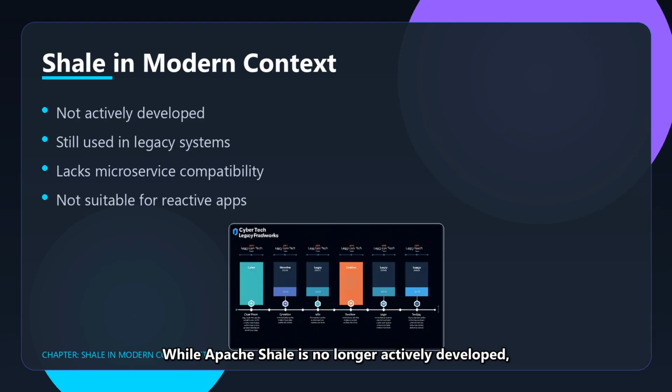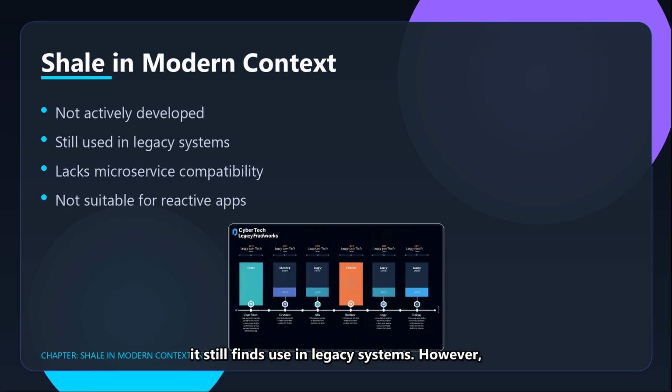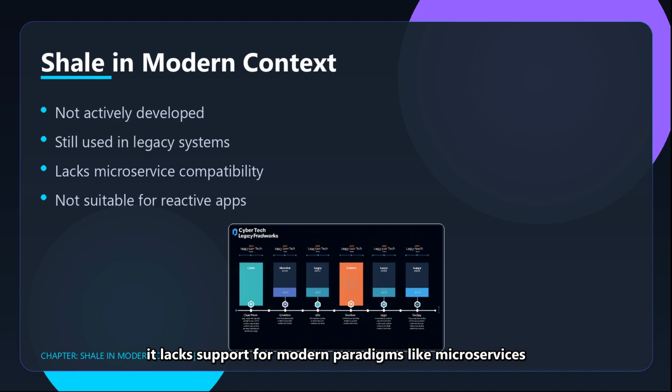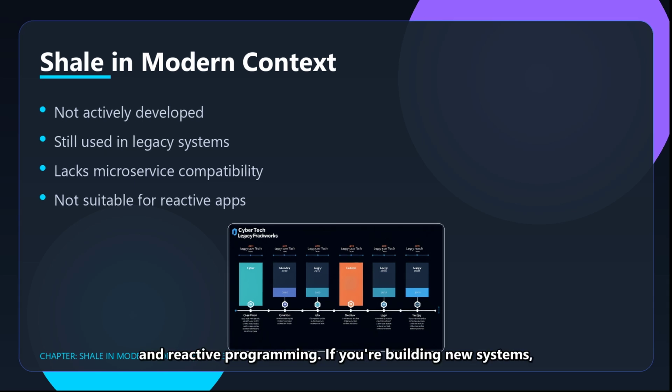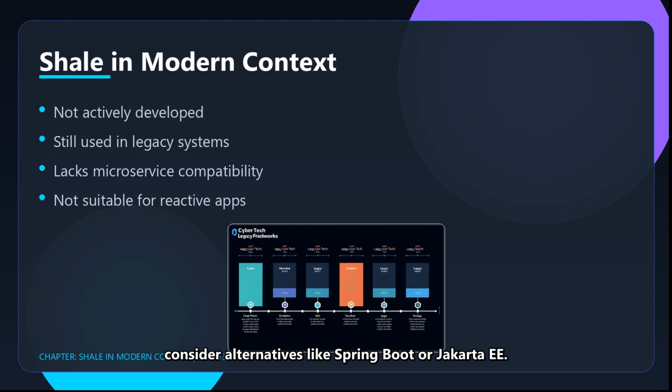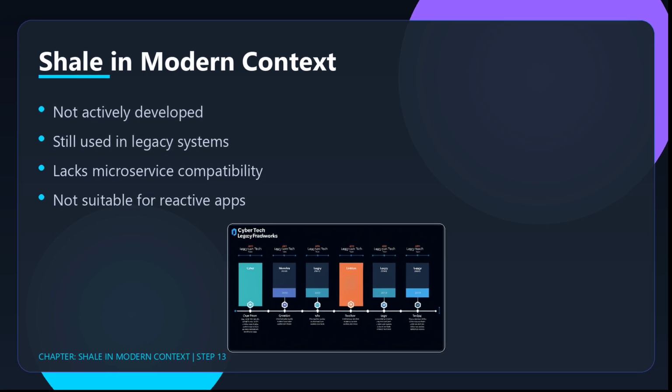While Apache Shale is no longer actively developed, it still finds use in legacy systems. However, it lacks support for modern paradigms like microservices and reactive programming. If you're building new systems, consider alternatives like Spring Boot or Jakarta EE.